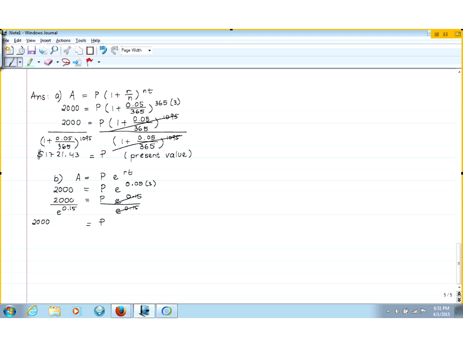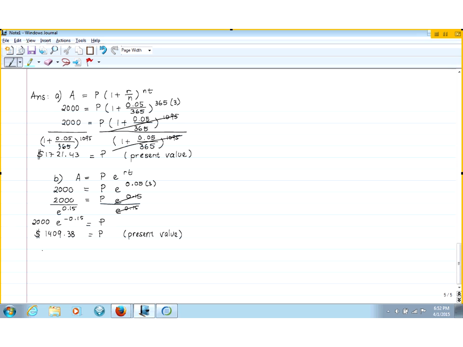So P is equal to 2,000 e raised to the negative 0.15, or you could just divide these instead of changing it to a negative exponent, and this is equal to $1,409.38. So this is the present value that we need. Just to say, if the interest is continuously compounded, how much money do we need to save now so that in 3 years we have $2,000? This amount, $1,409.38, is the one that we need.